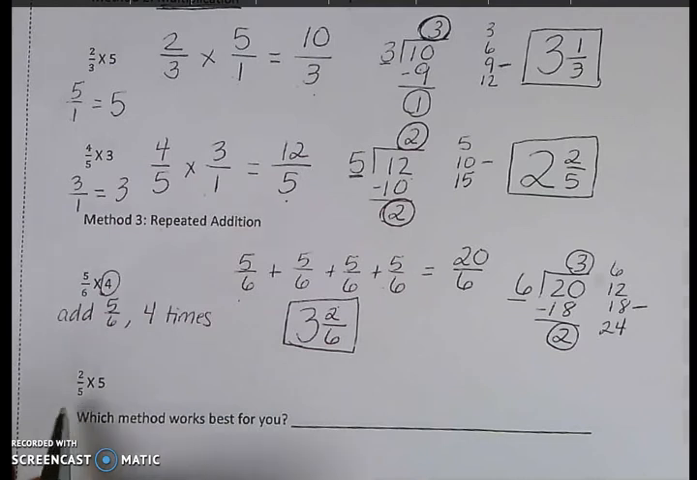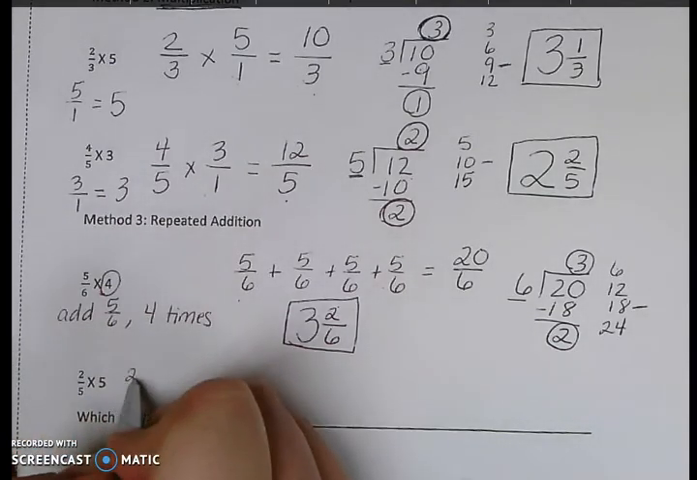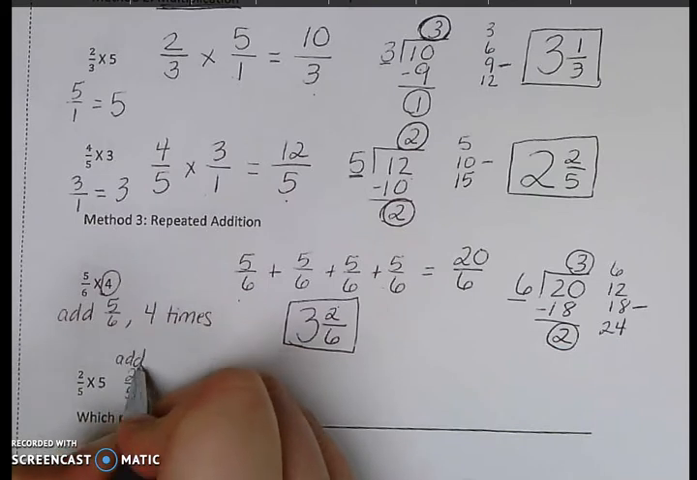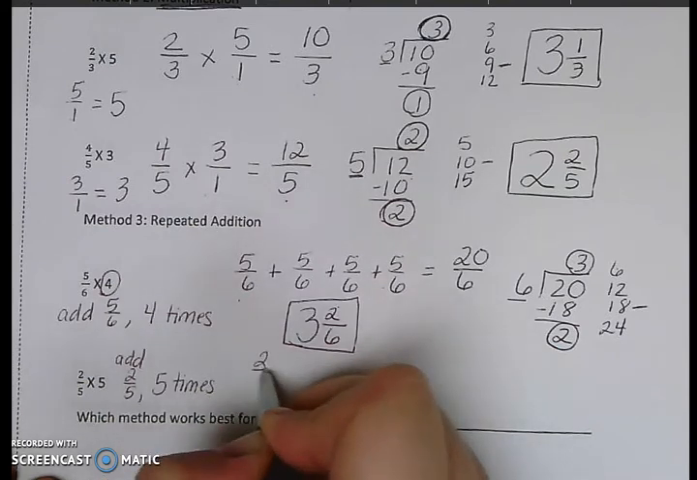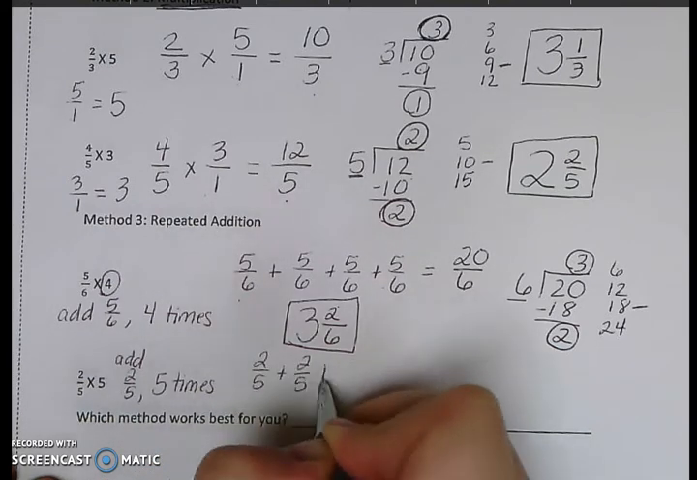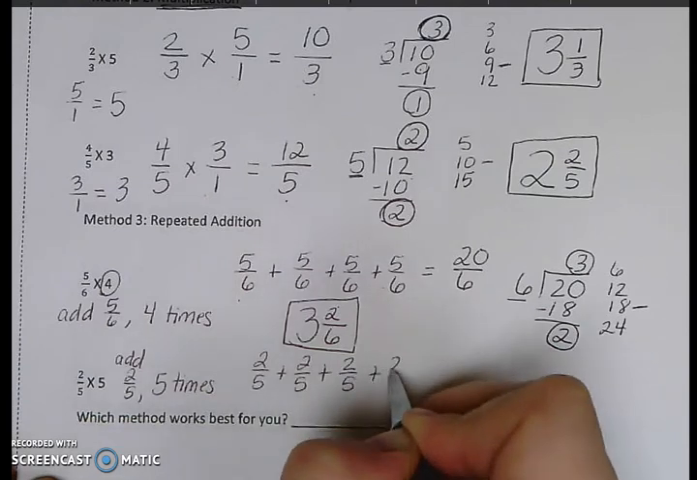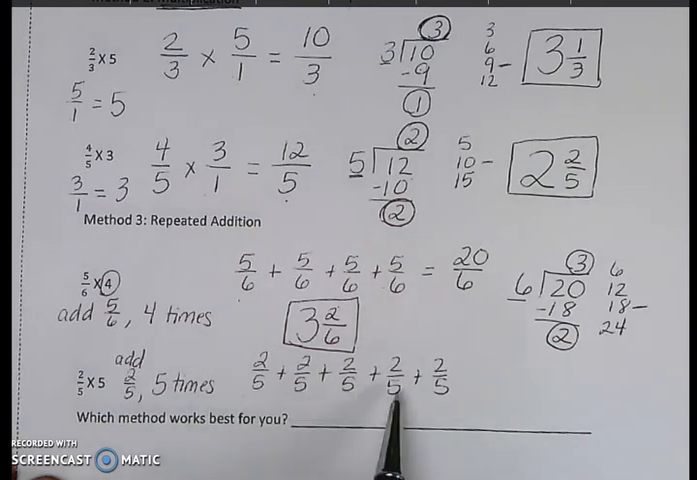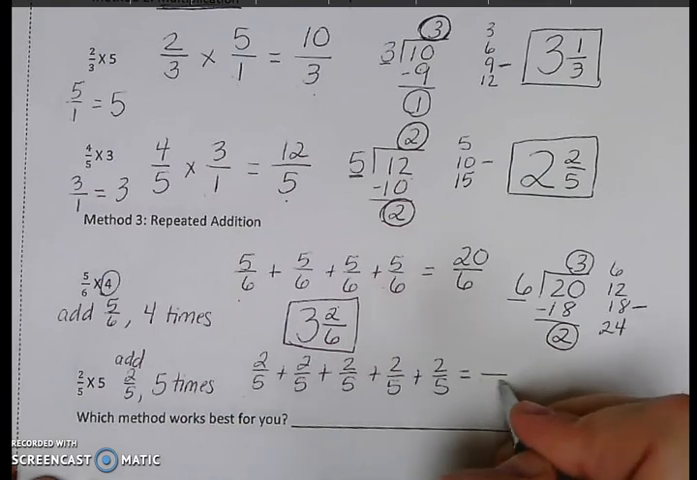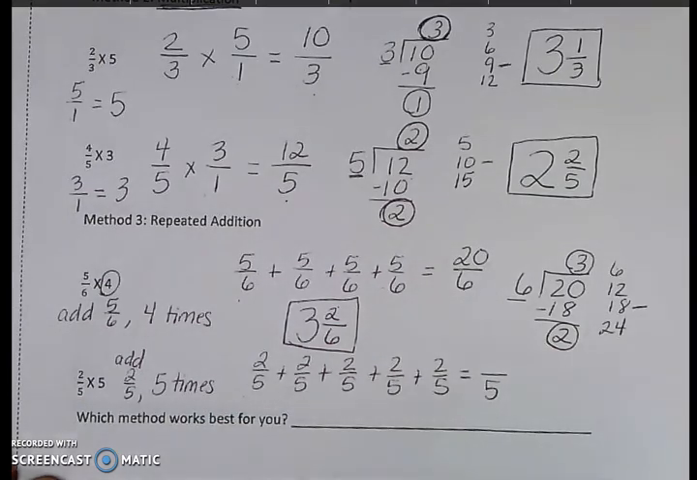So if I do the same thing here, I'm going to take 2/5. I'm going to add 2/5 5 times. So 2/5 plus 2/5 plus 2/5 plus 2/5 plus 2/5. So let me double check. 1, 2, 3, 4, 5. So as we learned last week, my denominator stays the same, and I add my numerator. I get to count by 2's here. 2, 4, 6, 8, 10. So I've got 10/5.